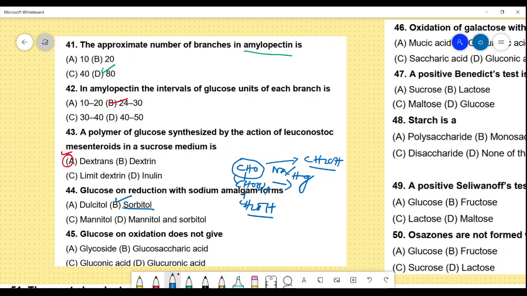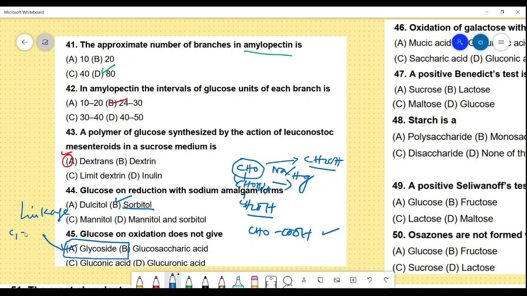Your question number 45 is: glucose on oxidation does not give A, glycoside; B, glucosaccharic acid; C, gluconic acid; D, glucuronic acid. All these acids are conversions of CHO into COOH, which glucose does. Therefore, this is the only thing that is not done by glucose. This is a kind of linkage. I think you have seen this linkage.